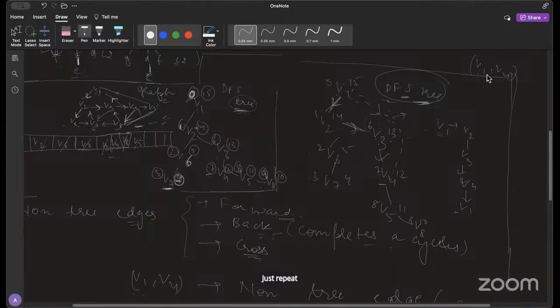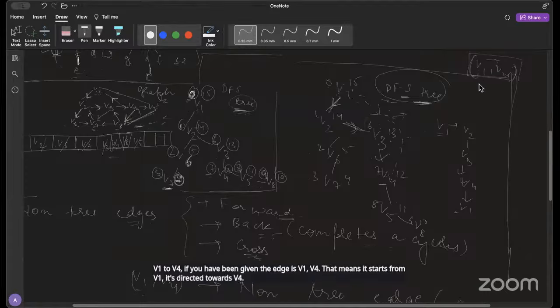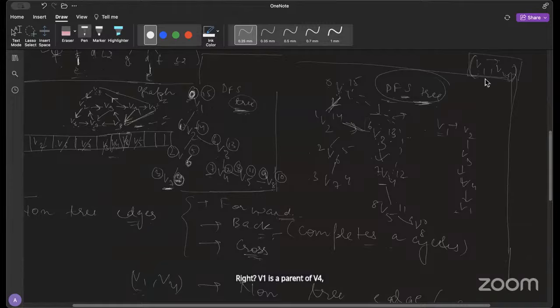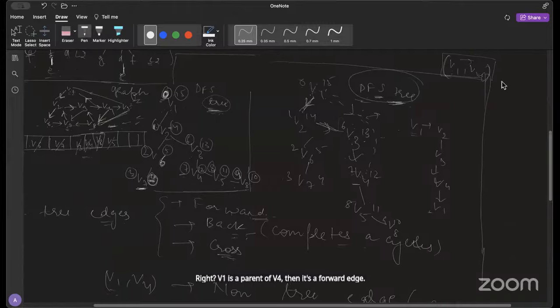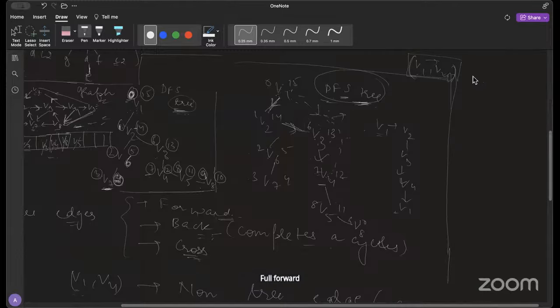Ma'am, if the graph is not given and only the DFS tree is given, then how should we find it out? You won't be given questions like that. If you're just given the DFS tree and you've been asked, then you'll be told that V1, V4 is an edge in the original graph, right? If the edge is V1, V4, that means it starts from V1 and is directed towards V4. Now, if V1 is a parent of V4, then it's a forward edge. Not a forward tree edge, it's called a forward edge.